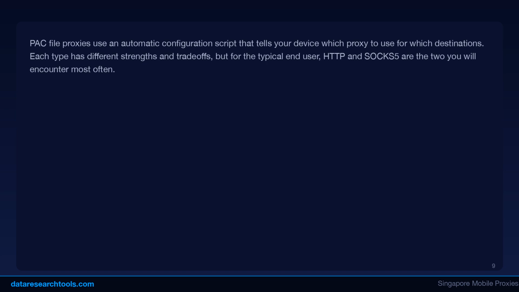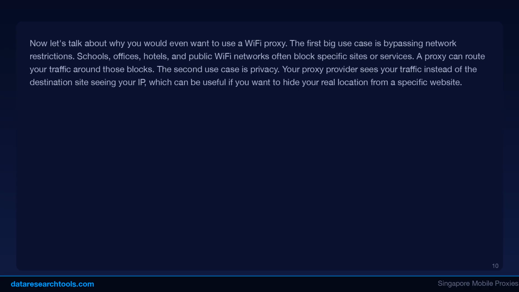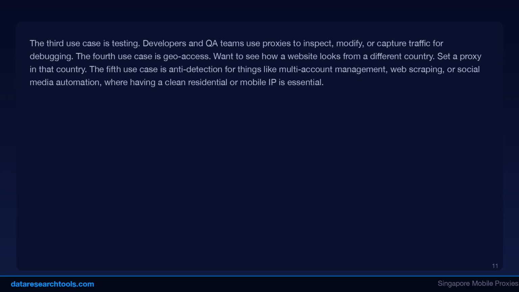Now let's talk about why you would even want to use a Wi-Fi proxy. The first big use case is bypassing network restrictions. Schools, offices, hotels, and public Wi-Fi networks often block specific sites or services. A proxy can route your traffic around those blocks. The second use case is privacy. Your proxy provider sees your traffic instead of the destination site seeing your IP, which can be useful if you want to hide your real location from a specific website. The third use case is testing. Developers and QA teams use proxies to inspect, modify, or capture traffic for debugging.